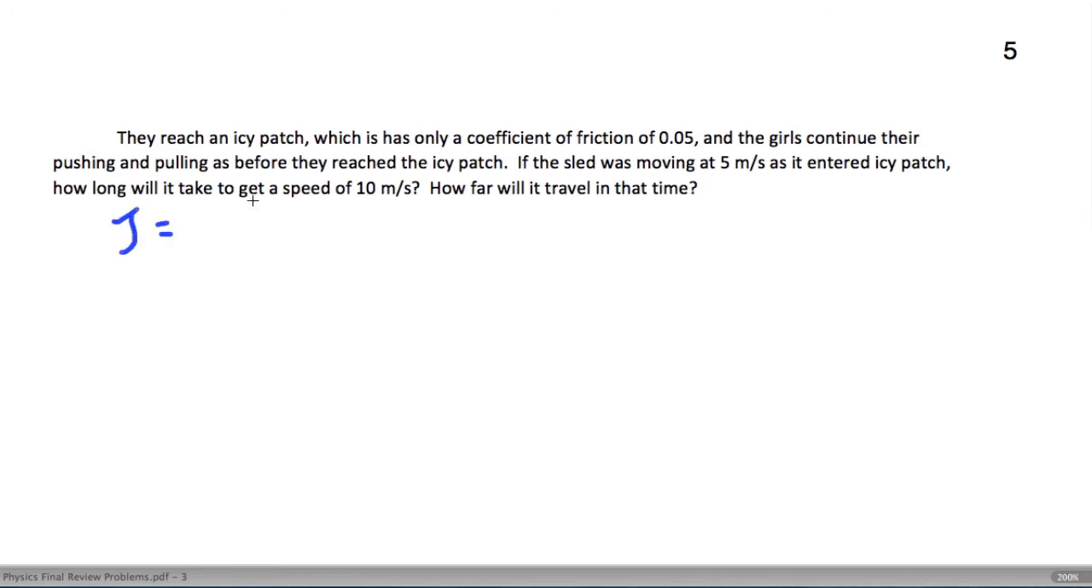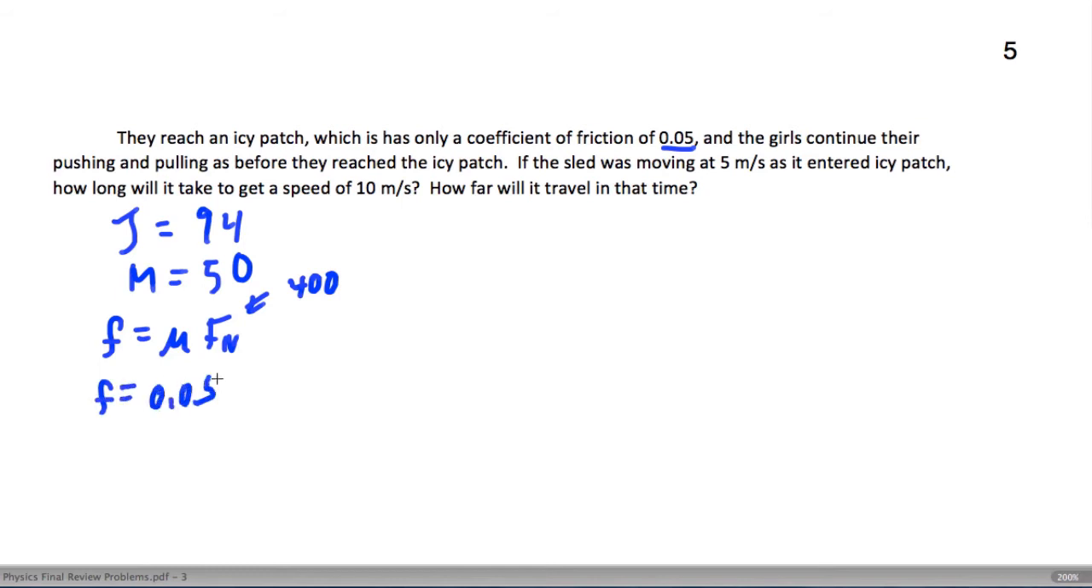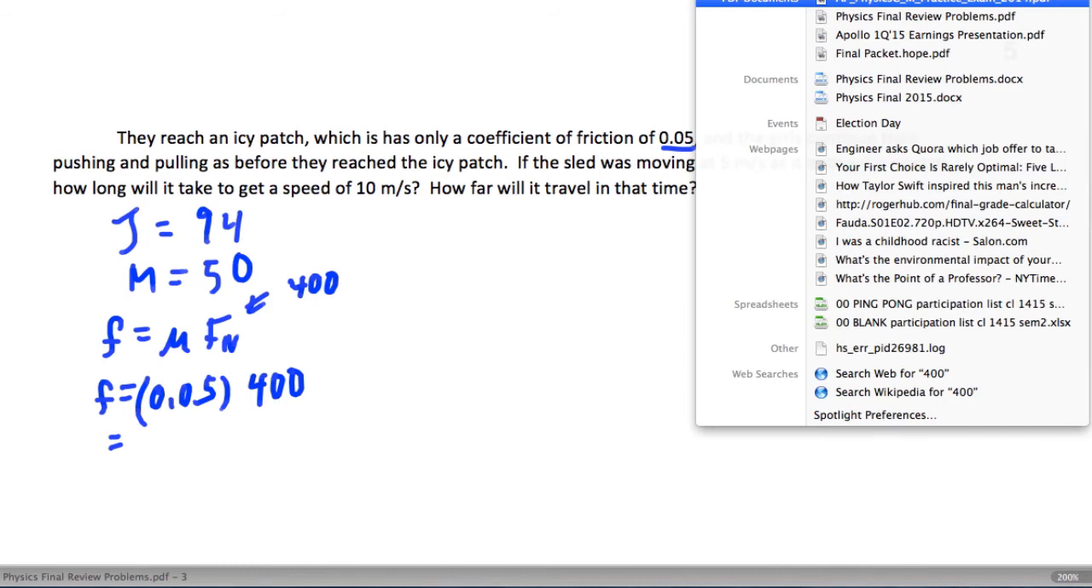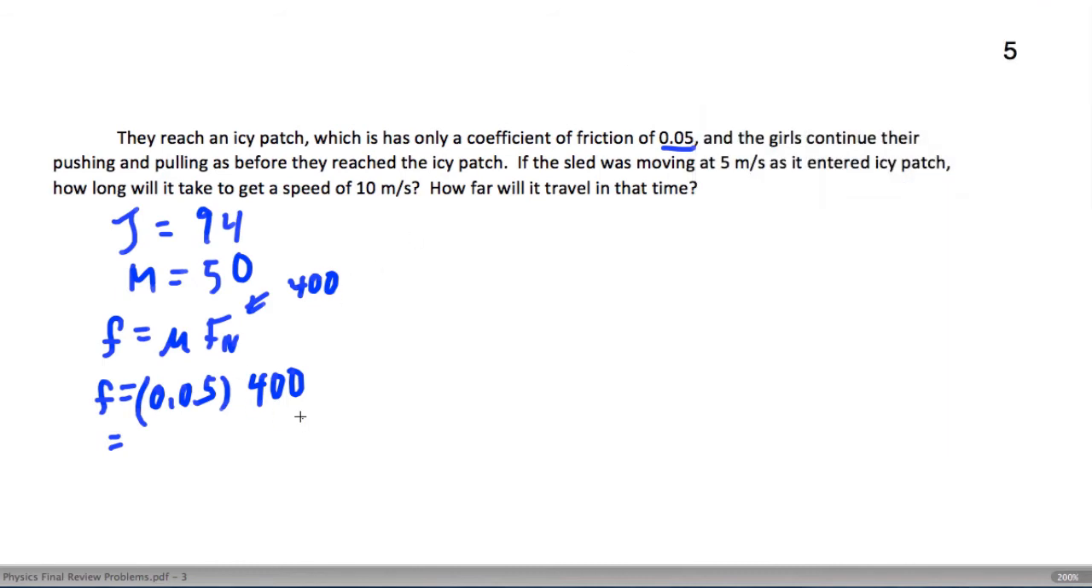So we know Joan is pulling with 94, Mary's pushing with 50, and we're going to have a new friction force, which is 0.05 times the weight. So from the previous problem, we know that friction is going to be mu times Fn, and we know that's 400 from before. So friction is 0.05 times 400. Let me just double check. I believe that's 20, but let's just make sure. It is in fact 20 newtons.